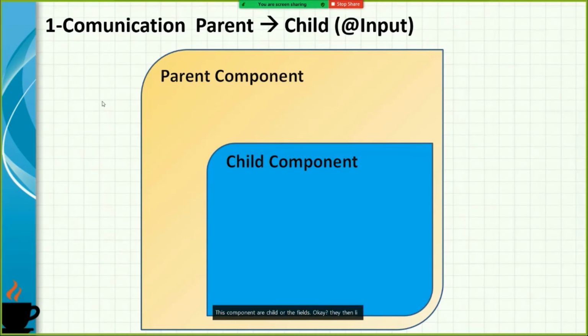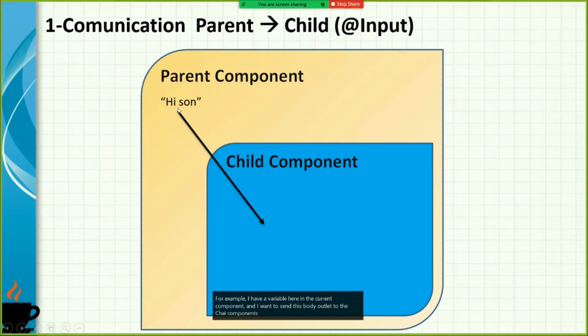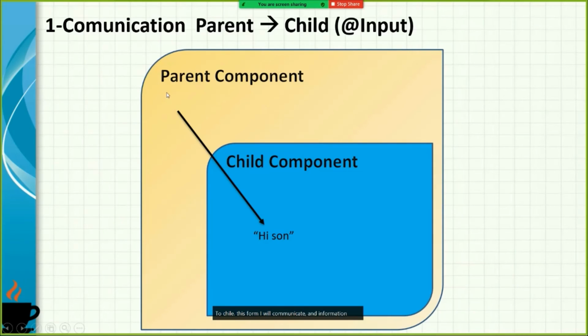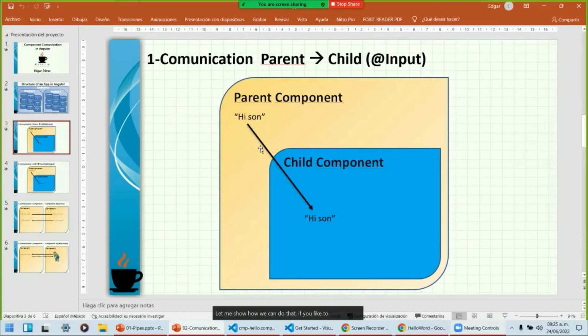The communication is from the parent. For example, I have a variable in the parent component, and I want to send this variable to the child component. So the communication is from parent to child. In this way, I will pass information from the parent to the child component. Let me show how we can do that. If you like to follow me with this example, I will start from zero.